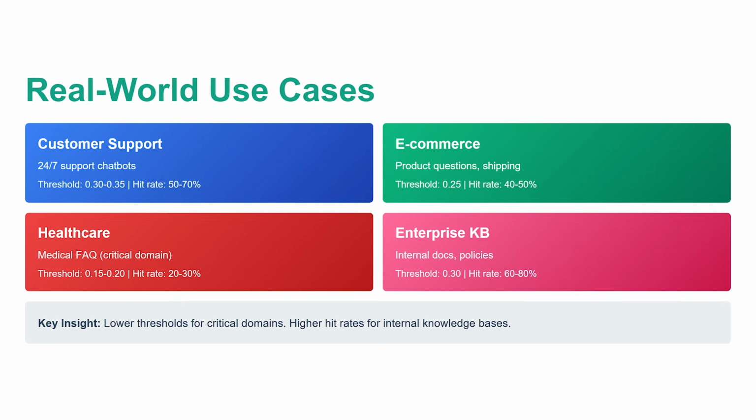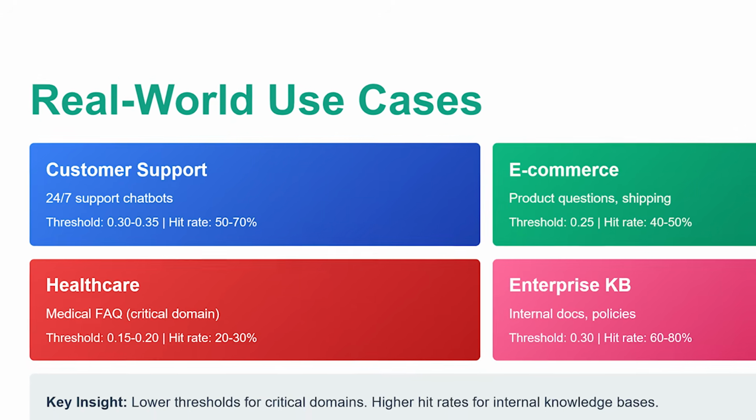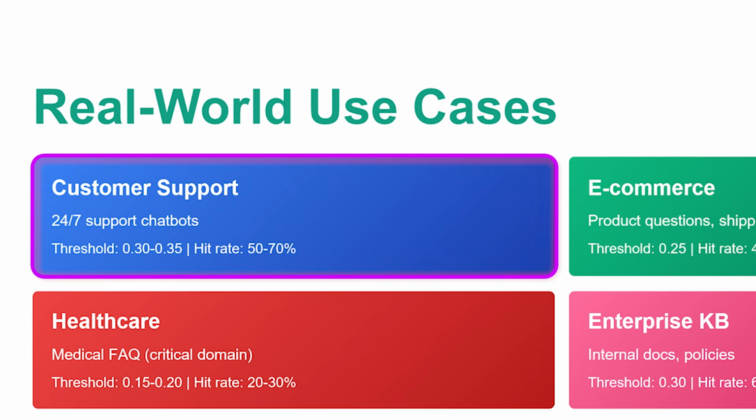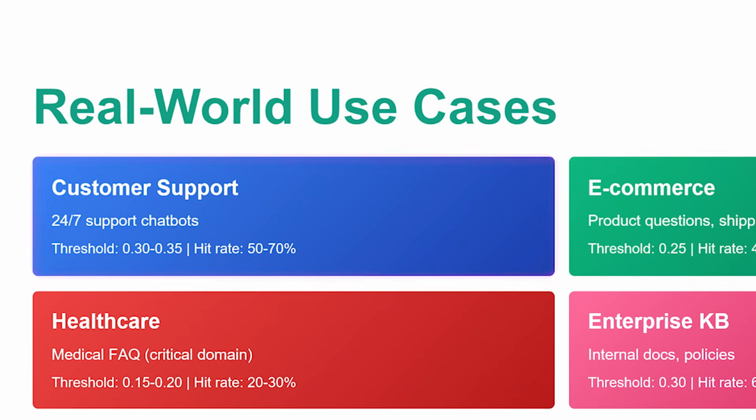Now let me give you some real examples of where this works. First, customer support chatbots. Those 24/7 support bots are the perfect use case. Set your threshold around 0.3 to 0.35, maybe add a cross-encoder, and you will typically see 50 to 70% hit rates. That means you are cutting support tickets by more than half while giving instant responses.